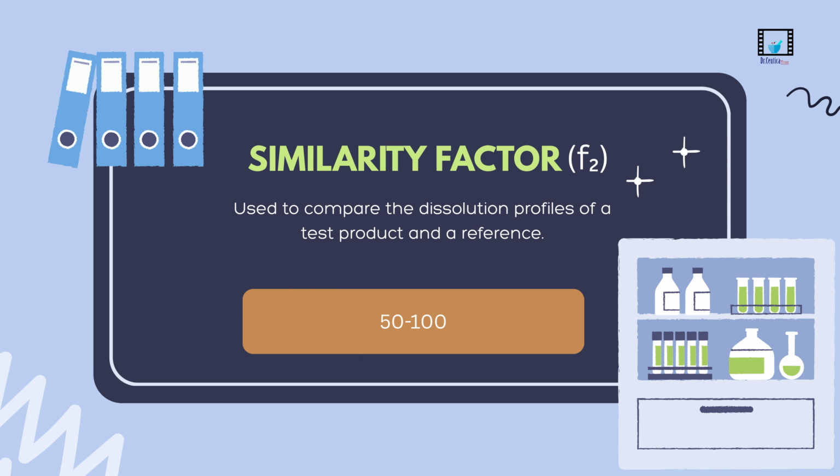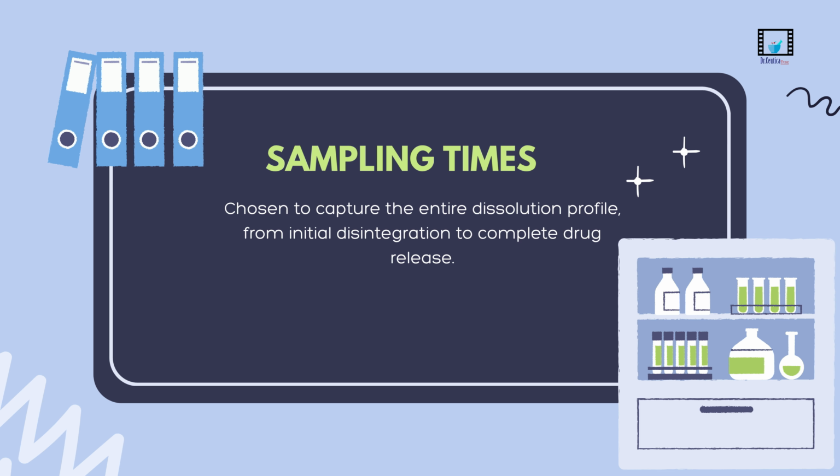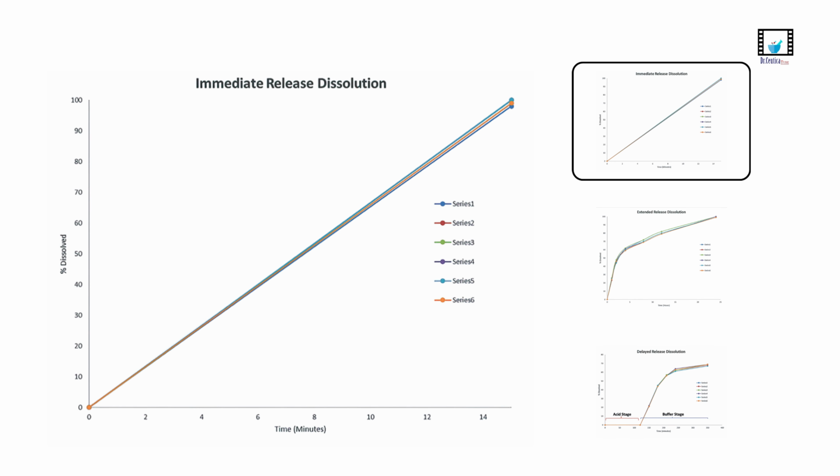Finally, sampling times are selected strategically, often ranging from 5 to 60 minutes for immediate release products and extending longer for modified release systems. These time points are chosen to capture the entire dissolution profile, from initial disintegration to complete drug release. With the numerical data we just explained comes also the shape of the dissolution curve itself.